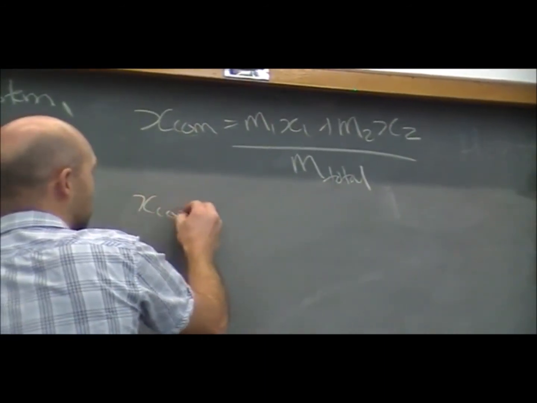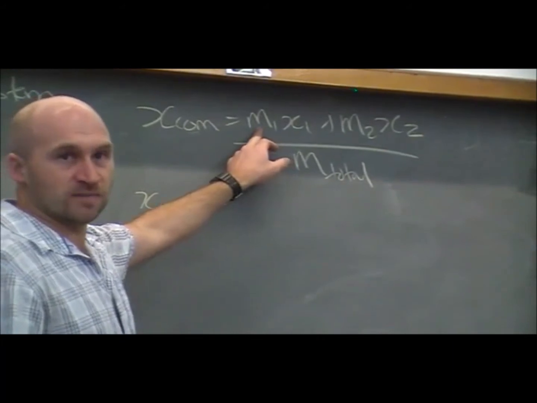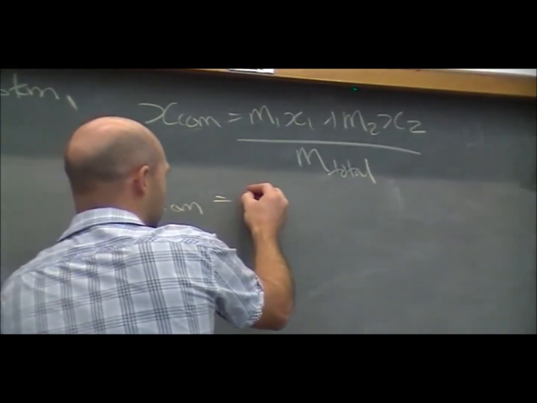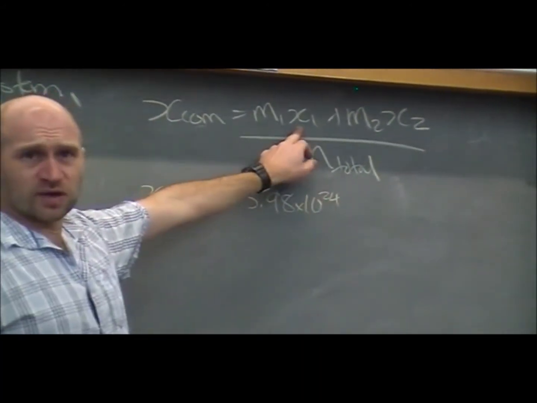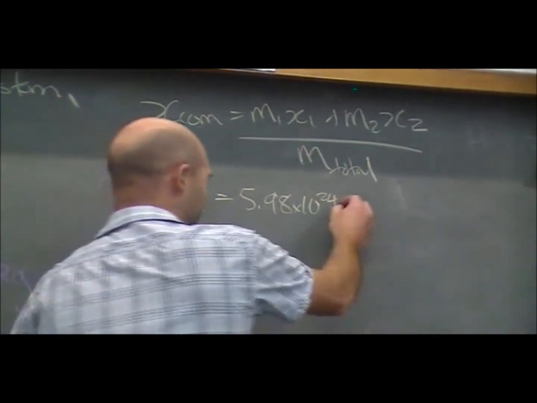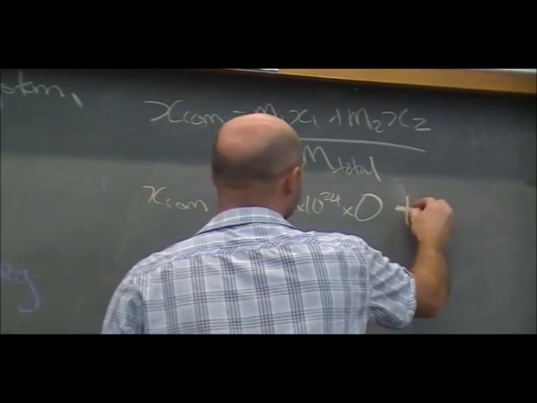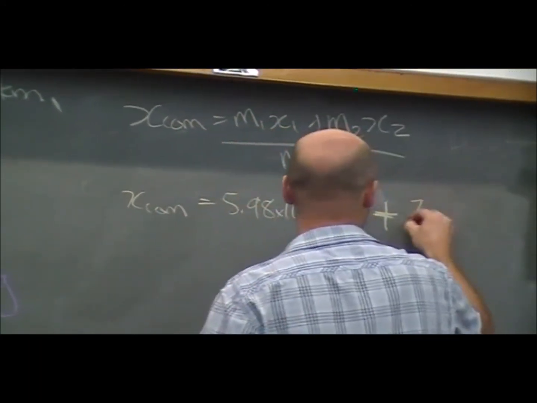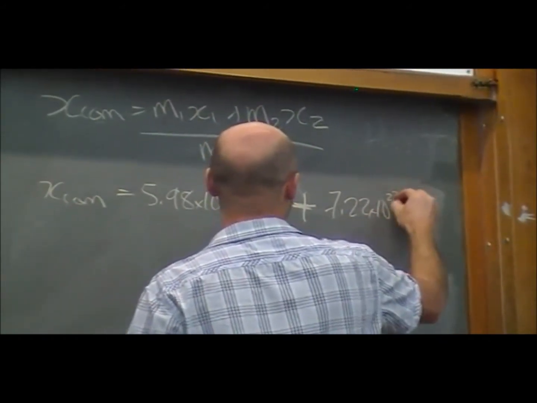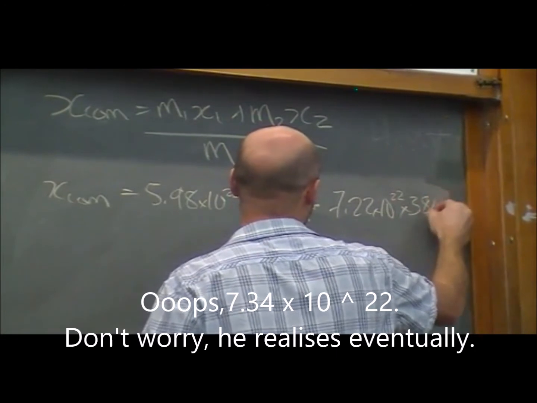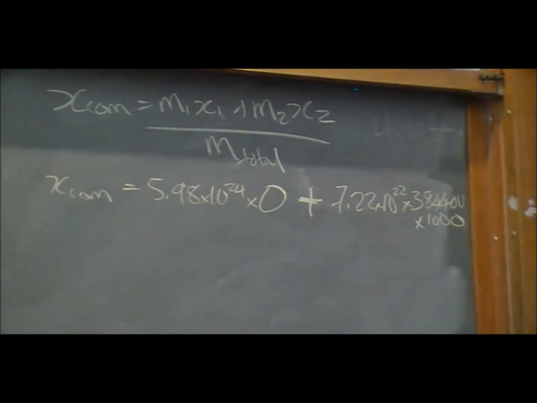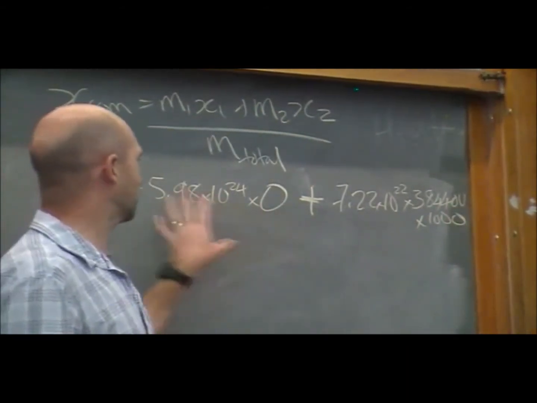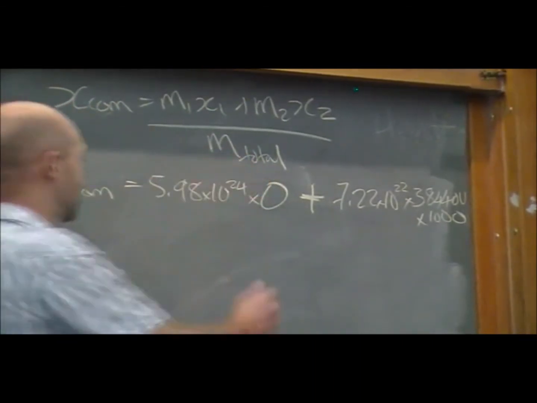And so this is where that simplification comes in. If we do x centre of mass, our mass of the Earth as our first mass, that's 5.98 times 10^24. But the distance from the centre of the Earth to the centre of the Earth, how far is that? Probably zero. Plus the mass of the Moon, which is the 7.34 times 10^22, times the distance to the Moon, which is a long way, times 1,000, because we want to have it in metres. And so when we come to do our maths, that first part of the equation just disappears.